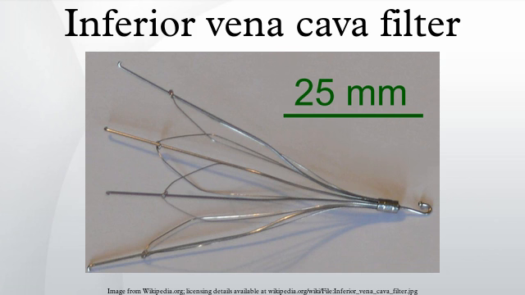There are situations where the filter is placed above the renal veins. Also, if there is duplication of the IVC, the filter is placed above the confluence of the two IVCs, or a filter can be placed within each IVC.